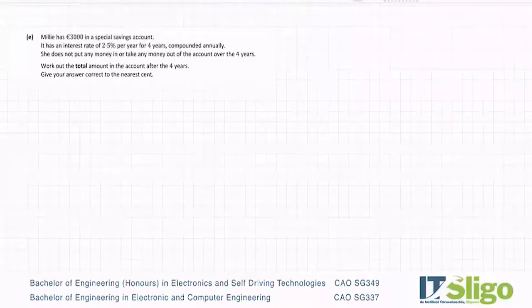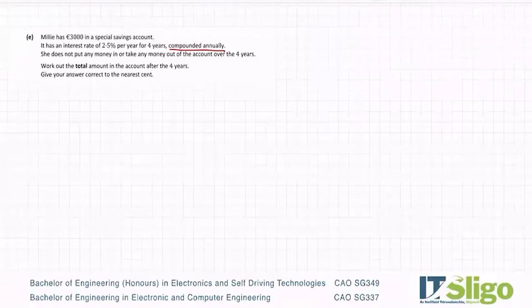Okay, so to do this one, the key word you're looking for is compounded annually. So what they're doing is they're putting money into a bank account with an interest rate, leaving the money there. And in any savings account, when you leave money there in a bank, it accrues interest, or interest grows on it, and you end up with more money.